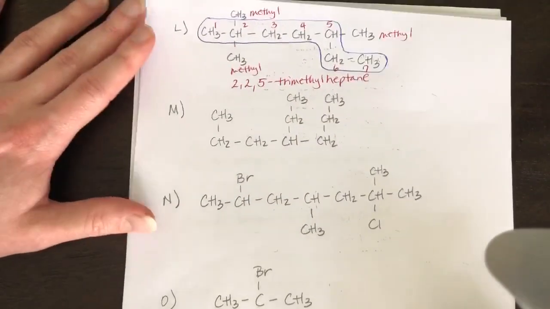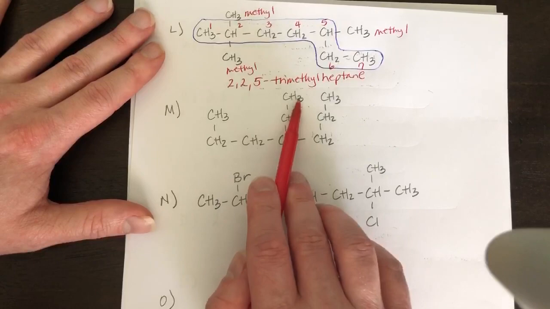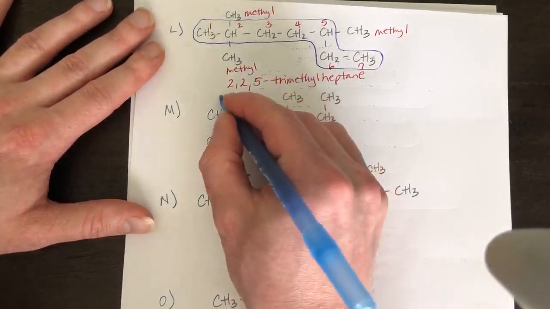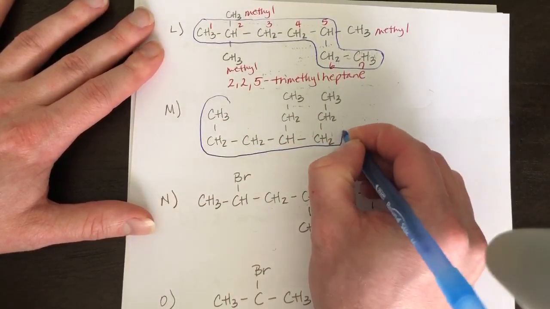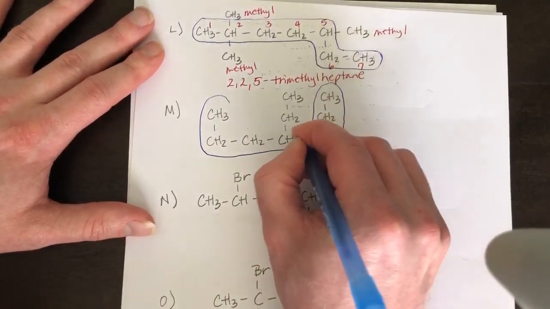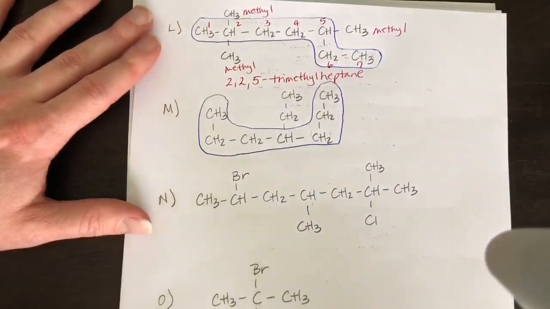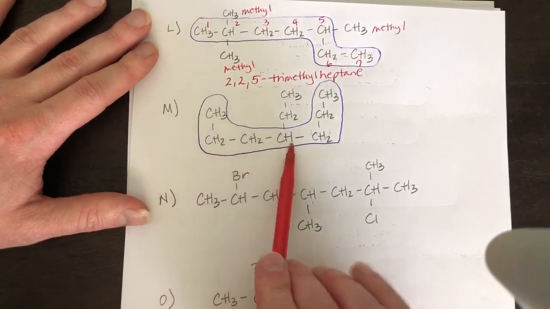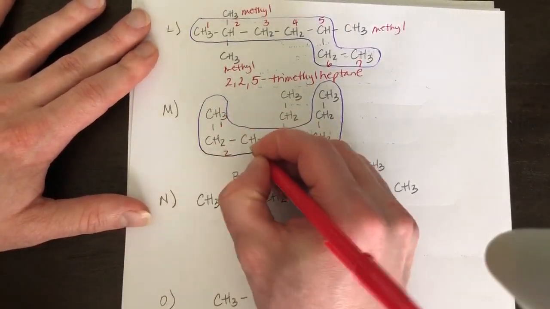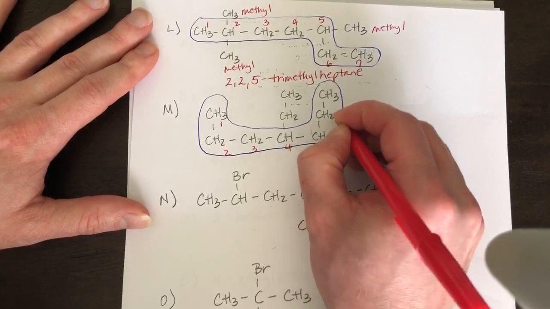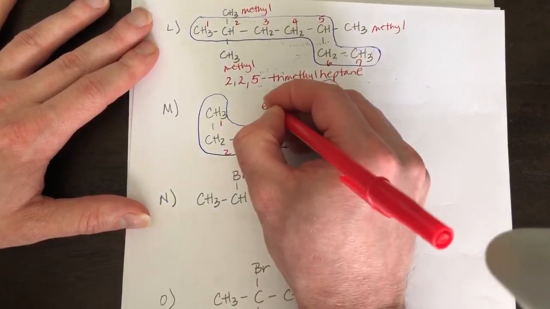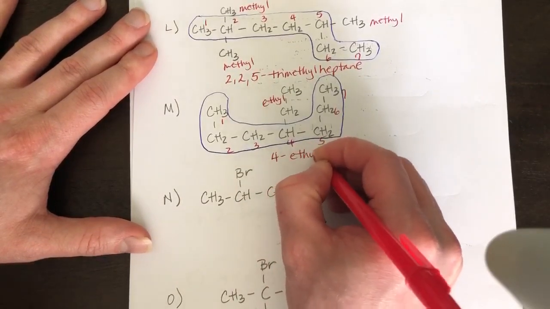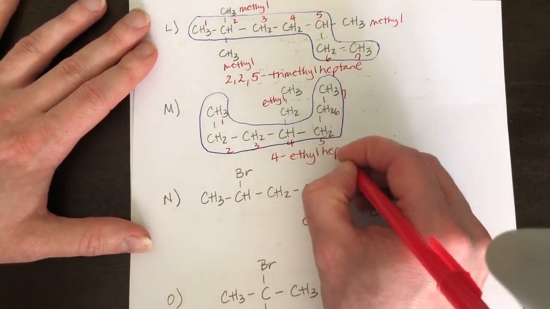Okay. Here we go. 1, 2, 3, 4, 5, 6. 1, 2, 3, 4, 5, 6, 7. So our longest chain of carbons looks like that. We're going to number going this way. 1, 2, 3, 4. 1, 2, 3, 4. Same, going both ways, so it doesn't matter. We got an ethyl group coming off. So this is going to be 4-ethylheptane.